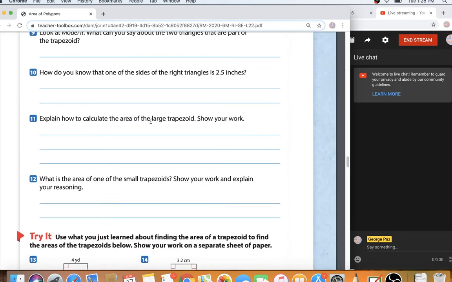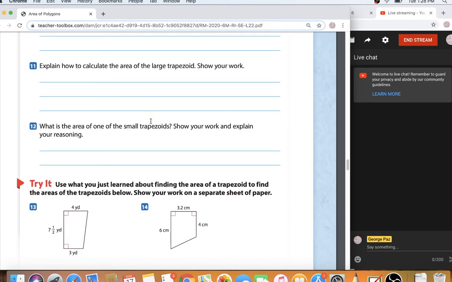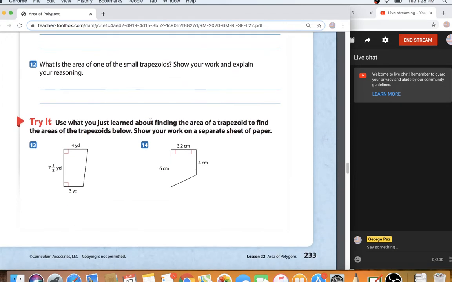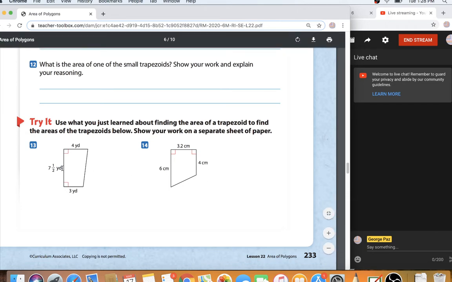Don't do number 12. I know the book is trying to have you do a challenge question where you find a smaller version of the area inside the trapezoid, but you'll be doing that later on anyway, so there's no point in doing it right now. The 2 questions I do want you to focus on are number 13 and number 14. When you do these 2 problems, they're going to be done differently. 13 needs to be split up into 2 triangles, and 14 needs to be split up into a rectangle and a triangle. So let's go ahead and do number 13.